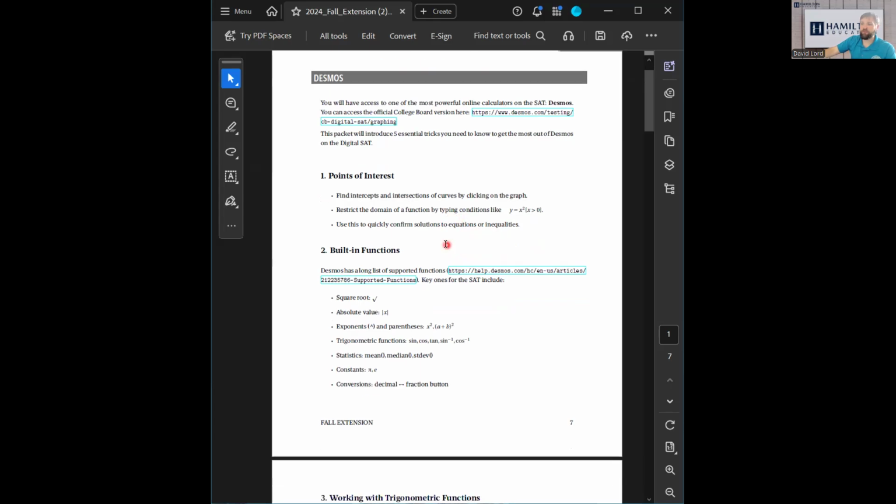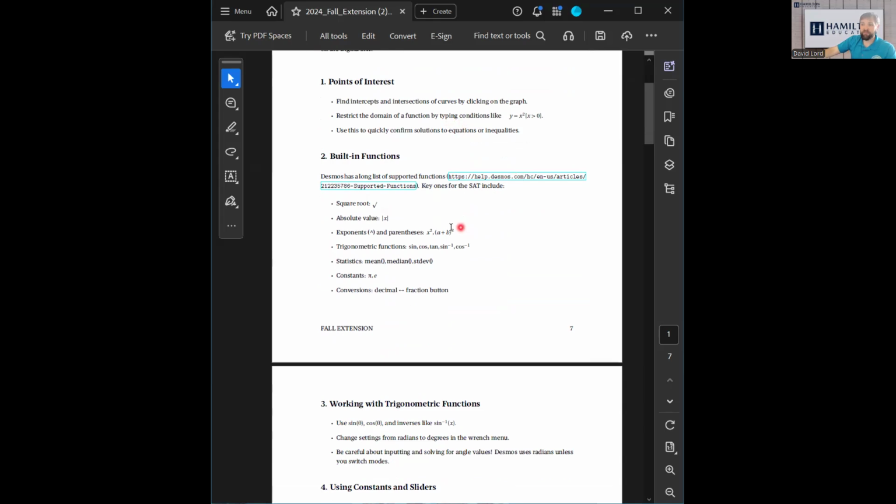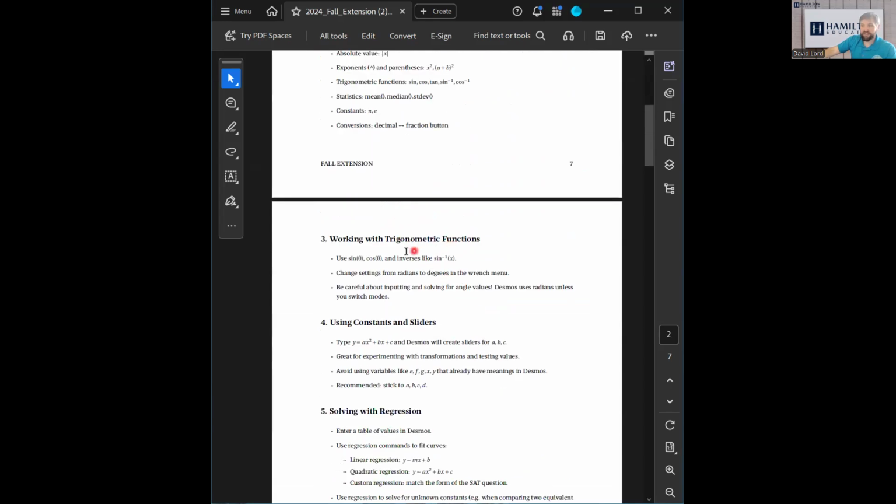The second thing we'll look at will be built-in functions. So Desmos has a lot of built-in functions. The ones I'm going to focus on primarily is how to use the square root quickly, absolute value, how to do exponents quickly on the keyboard, trig functions, how to type them up, some statistics that are pretty common, and then some constants like how do you get pi to show up pretty quickly, and then how to convert decimals to fractions. For the third stage, we'll talk about trig functions more specifically and how to go from degrees to radians and vice versa.